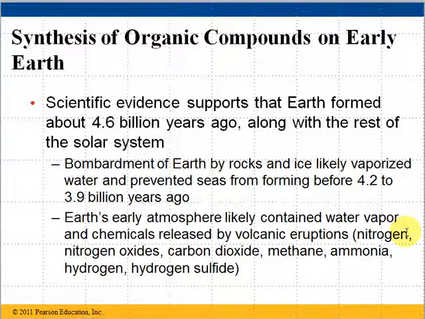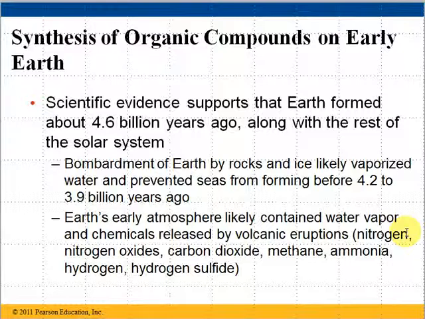Bombardment of Earth by rocks and ice likely vaporized water and prevented seas from forming before about 4.2 to 3.9 billion years ago. And the early atmosphere of the Earth likely contained a large amount of water vapor and various chemicals released by volcanic eruptions. You can imagine the Earth was quite active volcanically as far as the land formation, and before we had the cooling of the crust and the formation of the solid crust, there would have been enormous amounts of volcanic activity and geologic activity releasing nitrogen and nitrogen oxides and carbon dioxide and other gases into the air.